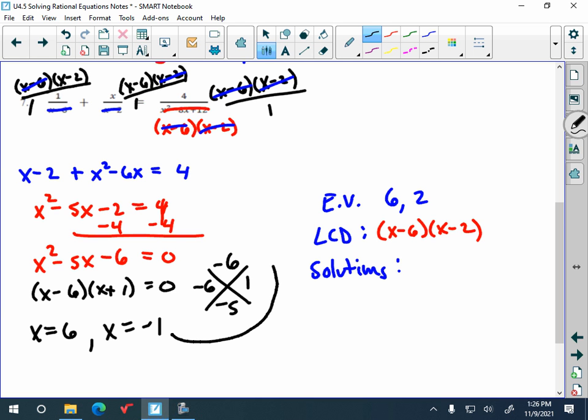Now I go and check against my excluded values. Well, positive 6 is one of the excluded values, so I can't use it. Negative 1 is not. It's okay. So there's only one solution to this problem, which is negative 1. So even though I found 2, only one of them actually works.